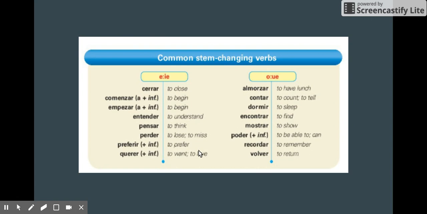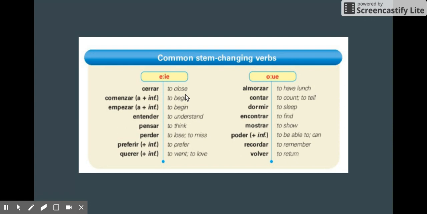So here's a list of some common stem-changing verbs. The easiest way to go about this is just to begin using them more. We'll be practicing these in class. But always remember that they all undergo a stem change except for the nosotros form.